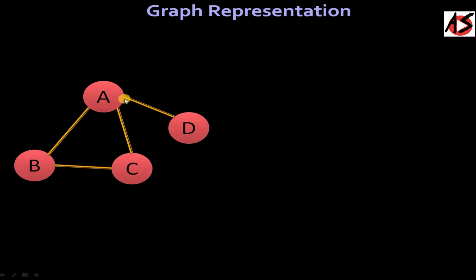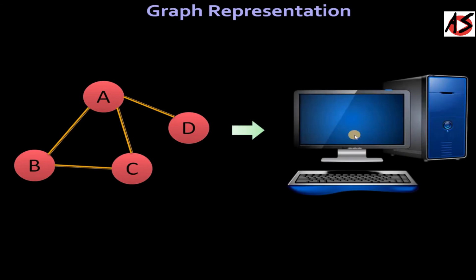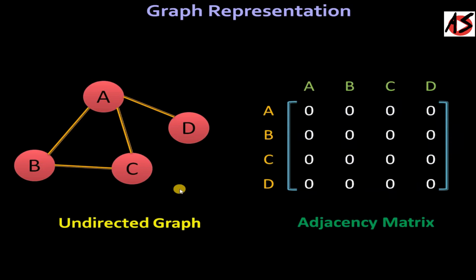But this is the pictorial form of the graph. So the question is how you can store this graph in the computer. Today we will study how to store this graph in memory. So let's see it. Here you can see how to store an undirected graph in an adjacency matrix.